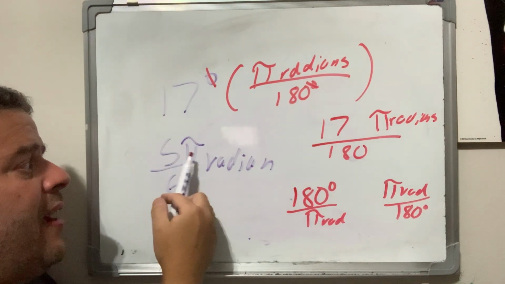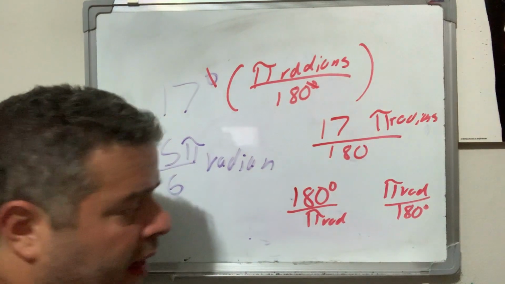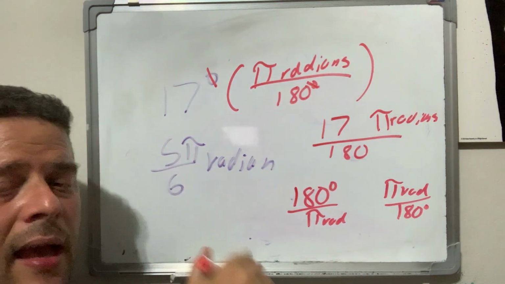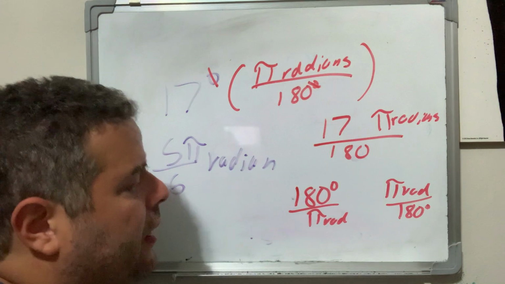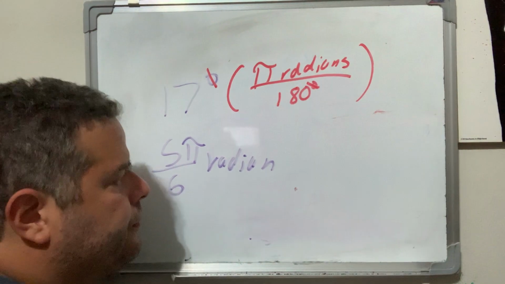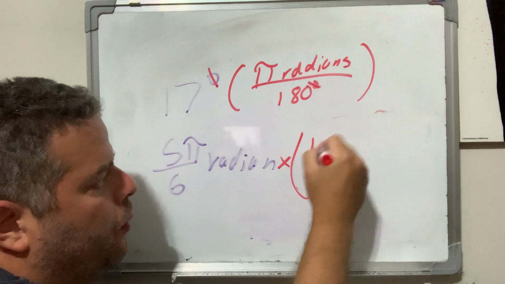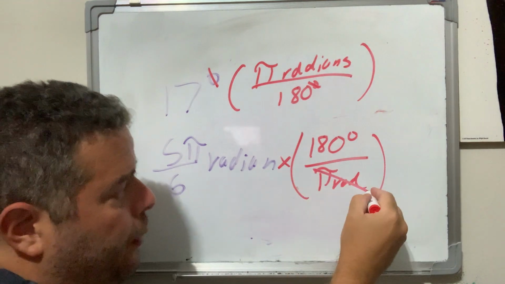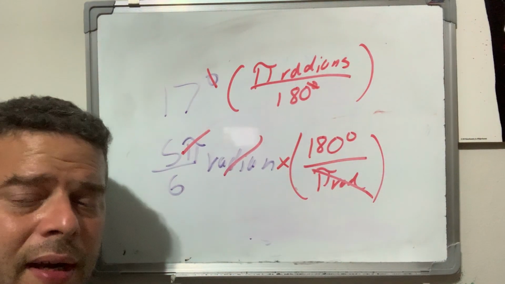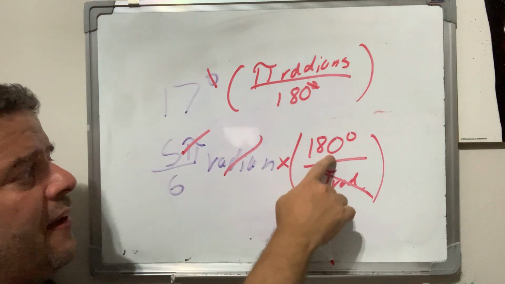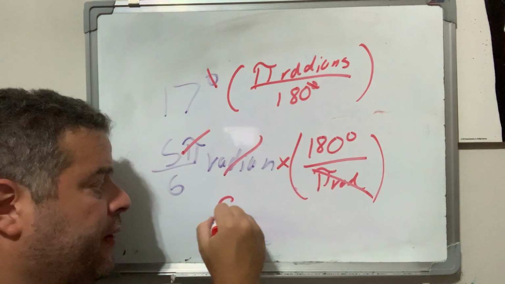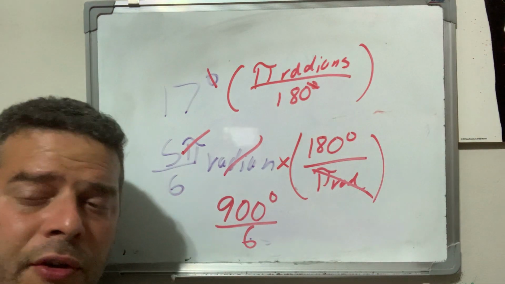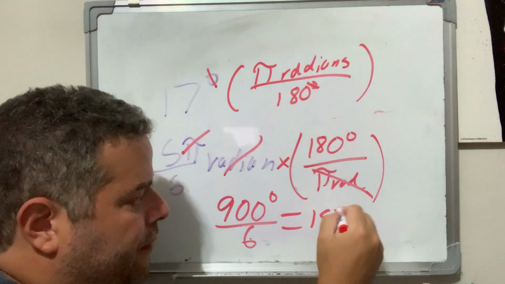Now let's look at this case, 5 over 6 pi radians. Again, I want to use this conversion fraction because I want to get rid of pi radians, and the one you want to get rid of should always be the denominator. So I'm going to equal this times 180 degrees over pi radians. The pi radians will get rid of the pi radians. Now you're just going to straight up multiply. 5 times 180 is 900 degrees over 6. We're going to divide this, 150. So this would be equal to 150 degrees.